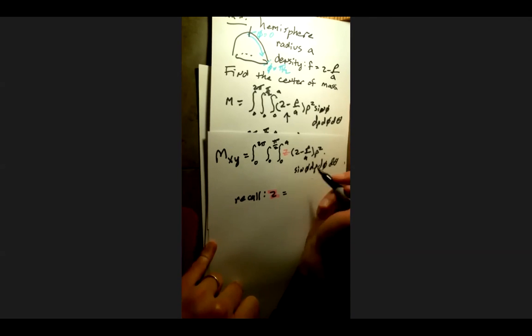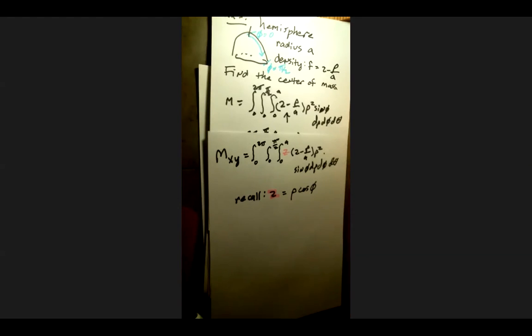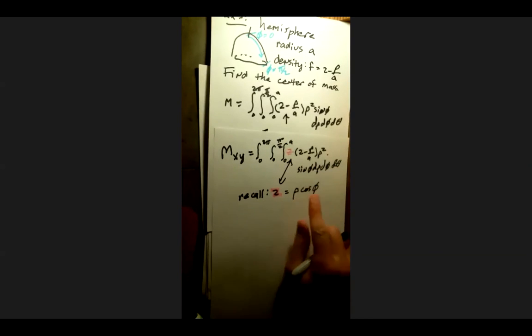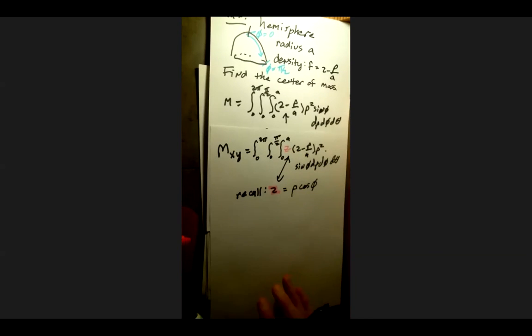What's the formula for z in spherical coordinates? Is it equal to the square root of x squared plus y squared? No, it starts with a rho. Rho, psi, phi. I think it's cosine. Rho cosine phi. Something like that. Should be. And then you substitute in the rho cosine phi for this z up above.